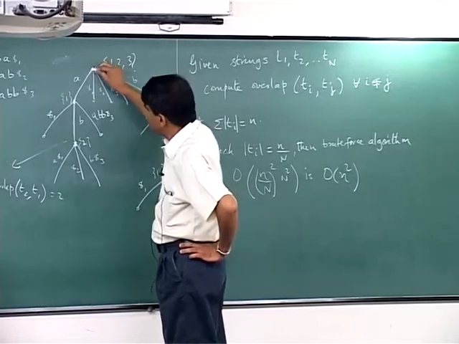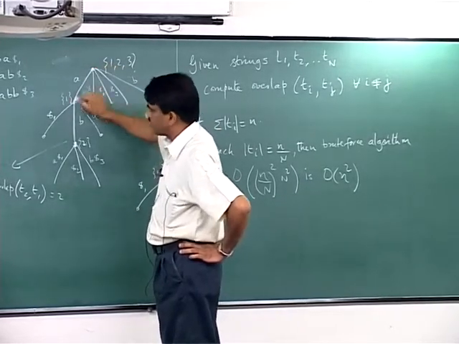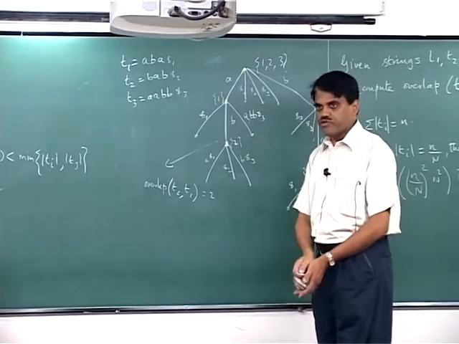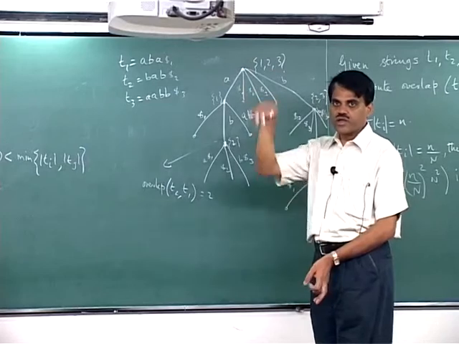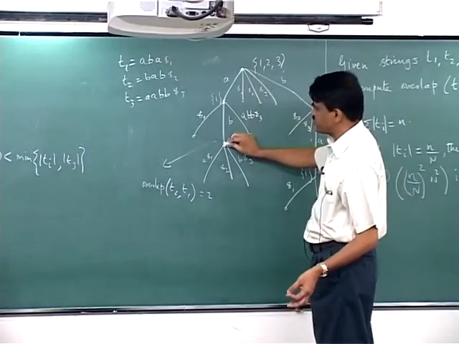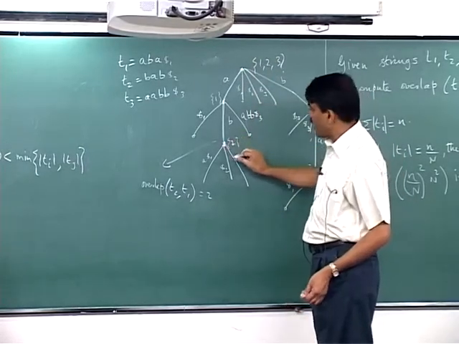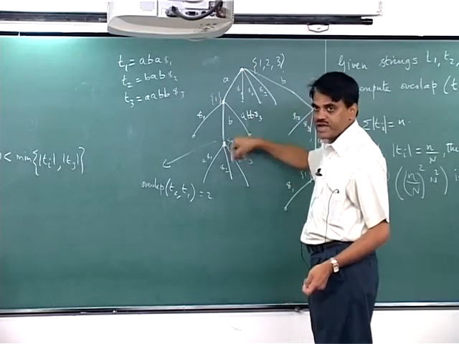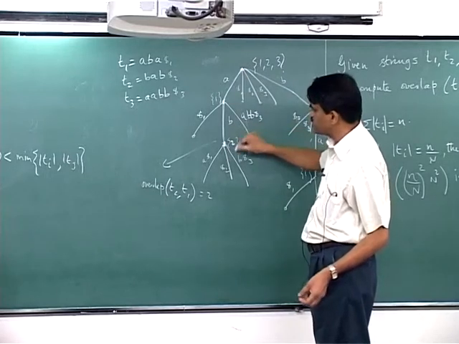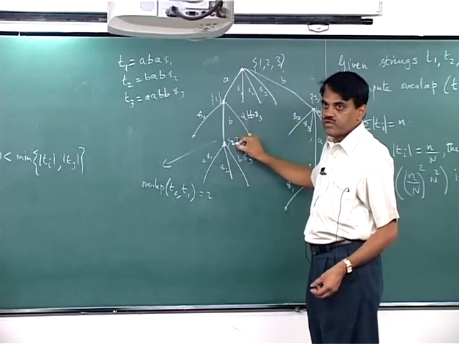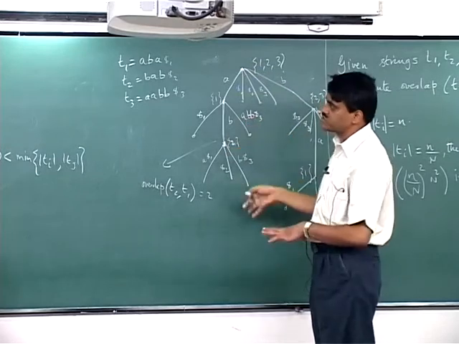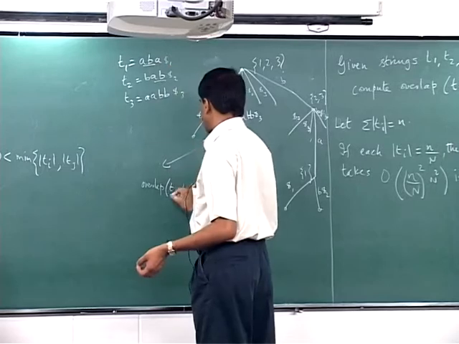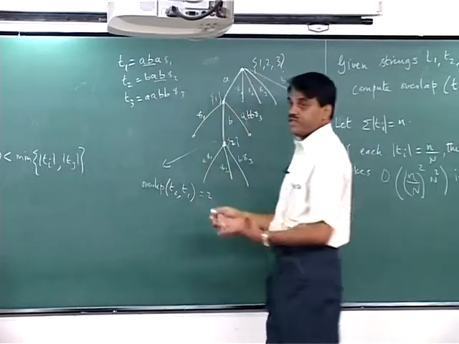why is this? So this is a prefix of T1, because I am following through letters of T1. So at any node, I have a prefix of T1. This AB is a prefix of T1, and the fact that I am seeing 2 here means that there is a delta 2, which means that this is also a suffix of T2. So I have a prefix of T1, which is a suffix of T2, which is AB. So overlap of T2, T1 is 2, but this may not be the largest.